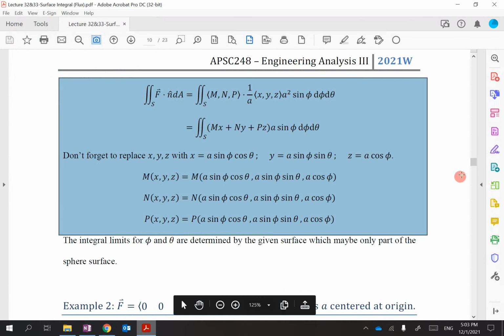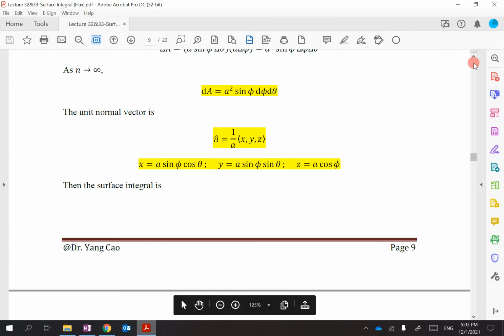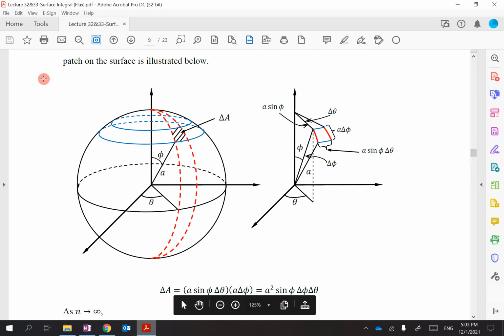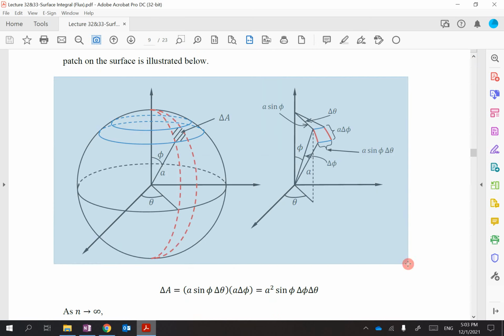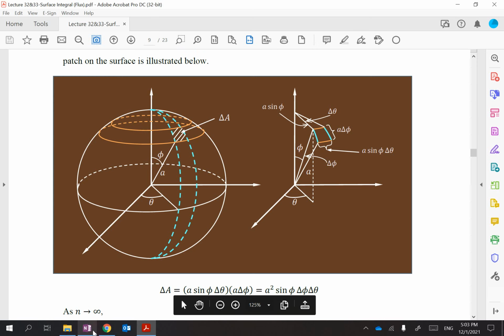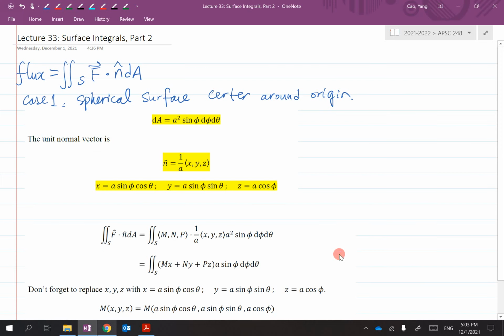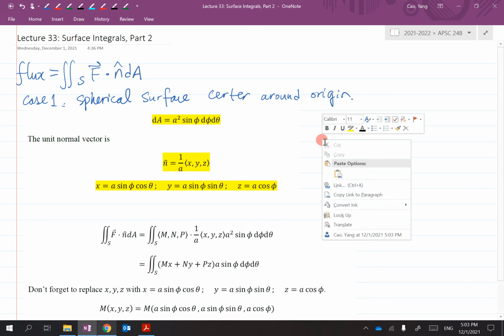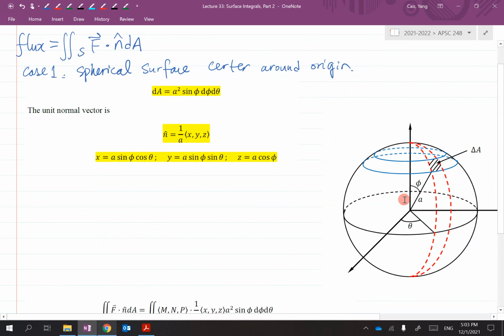So just to grab maybe another picture from the previous lecture. As you can see, the key here is to get the information for n hat and also the information for dA. Right? So if you can get the information for n hat and dA, then we can carry out this double integral here, for a spherical surface centered around the origin.